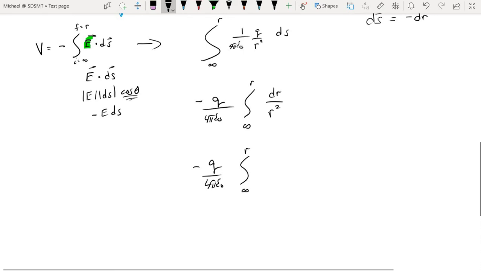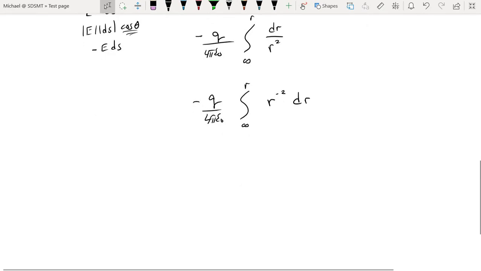We have dr over r squared. If you prefer, we can bring the r squared term up into the numerator. And whenever we take the integral of a polynomial term, we add 1 to the power, so that would become r to the minus 1. And then we divide by that new power. So that's the outcome for that particular integral.